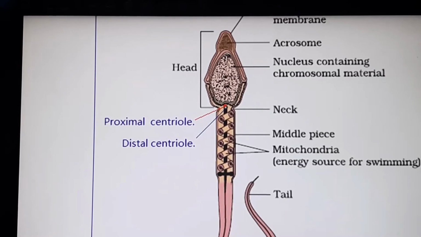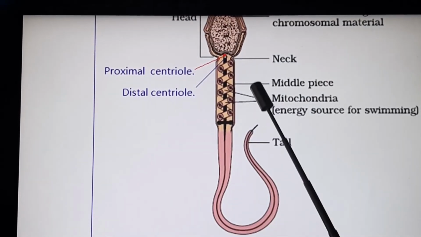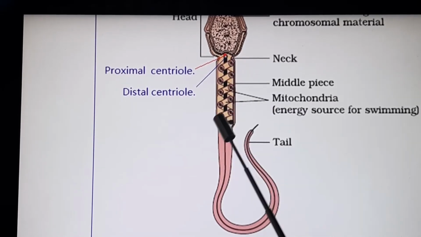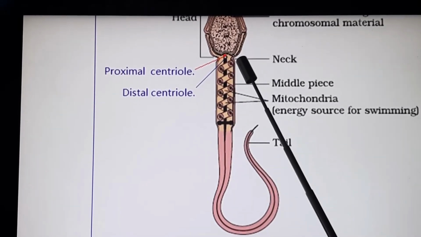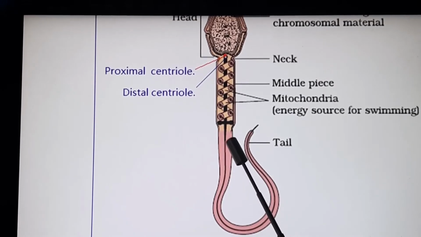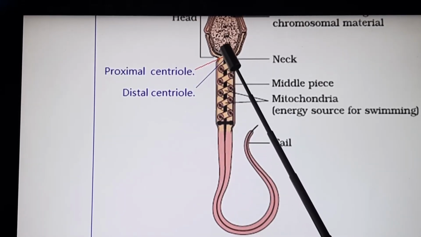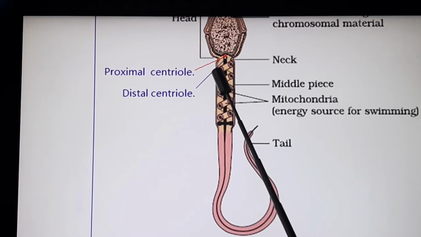The next is the middle piece. The middle piece is the region that is seen between the neck and the tail. And the axial filament can be seen through the center, and on both sides of the axial filament.